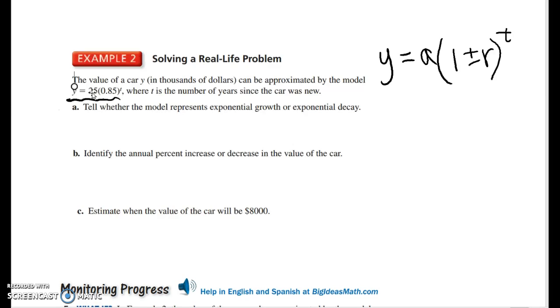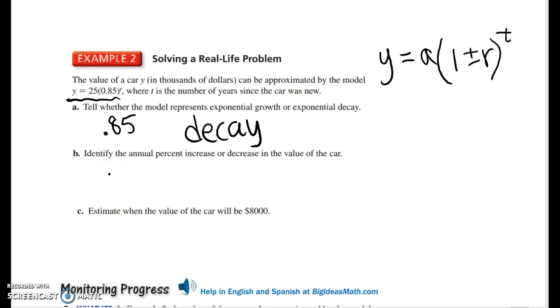We need to figure out, is it going to be growth or decay? So 0.85 is less than 1. So that means there must be subtracting in there, and this is going to represent decay. Okay? Because my rate is between 0 and 1, or less than 1.